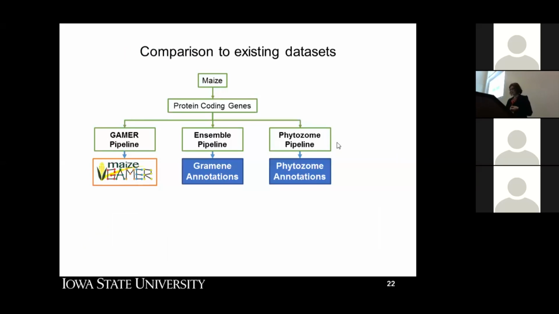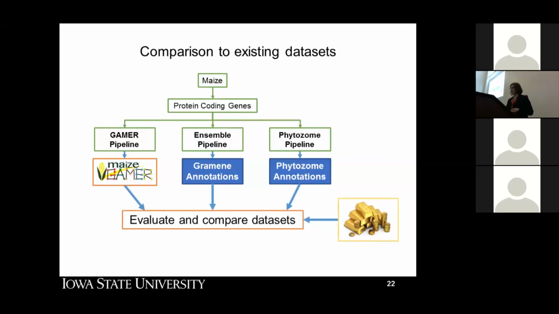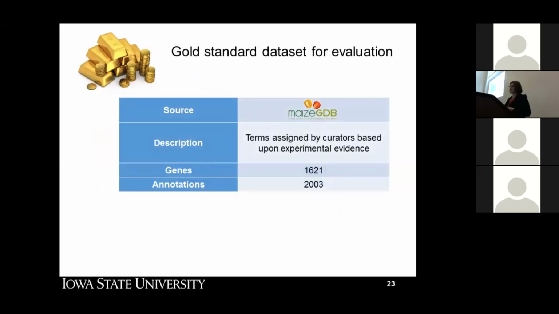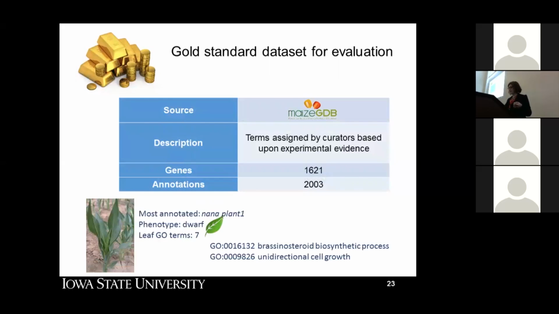Now we have a data set called the GAMER annotation. It came through a pipeline that I can talk about with any of you later if you're interested. We want to compare it to Gramene, which is the one that many people here probably have used, as well as Phytozome annotations. And we're doing that based on, like I said, a gold standard. The gold standard came from MaizeGDB, and these are term assignments that were created by curators based on experimental evidence. The number of genes in that gold standard is about 1,600, and there are more than 2,000 annotations.